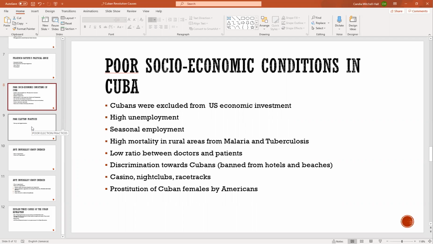Instead of learning about Cuba, they are learning about the 50 states or 51 states of the US. Instead of learning about Cuba, you're learning about US presidents. Instead of singing your national anthem, they want you to sing the American national anthem. Crazy. And so they were upset.